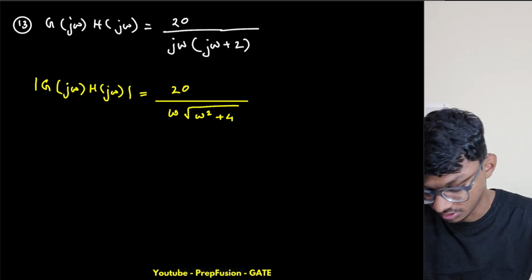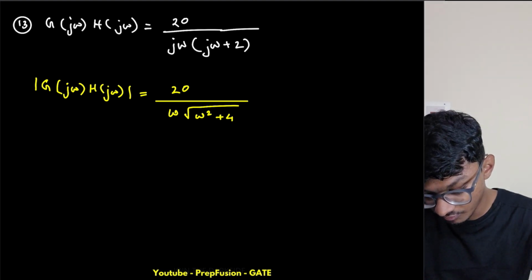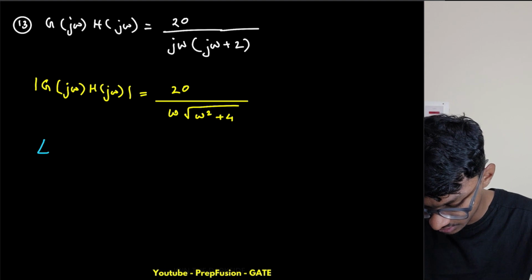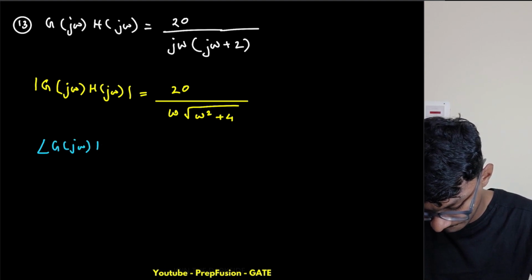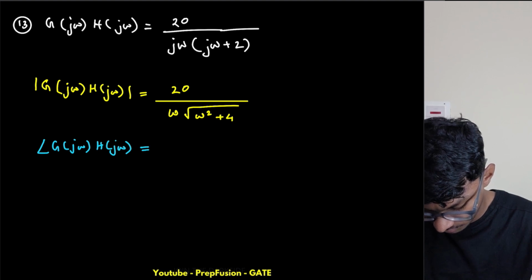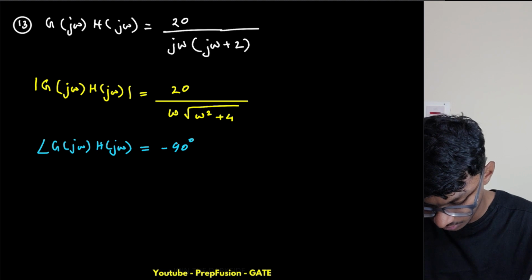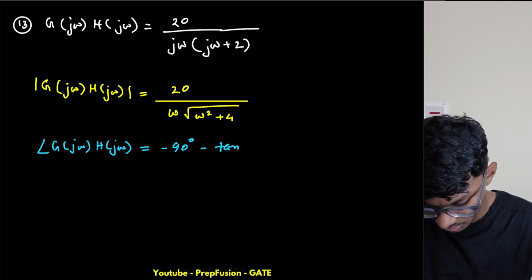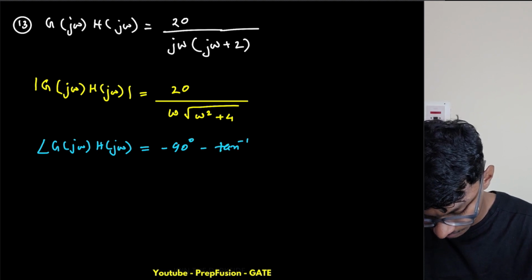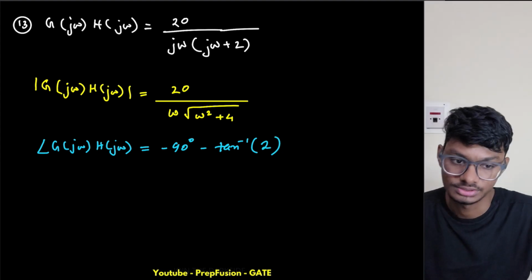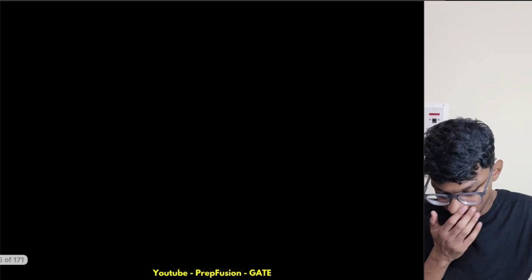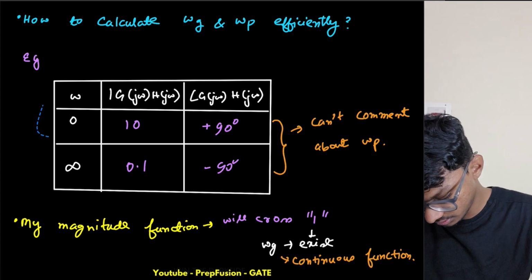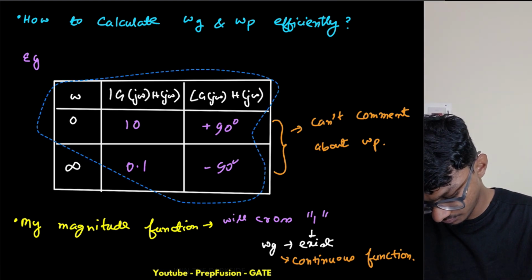Omega square plus 4, right? And what is my angle function? We have done this hundreds of times. This is simply -90. I will not explain it now. Tan inverse 2, right? So let me draw the table here and write the table.